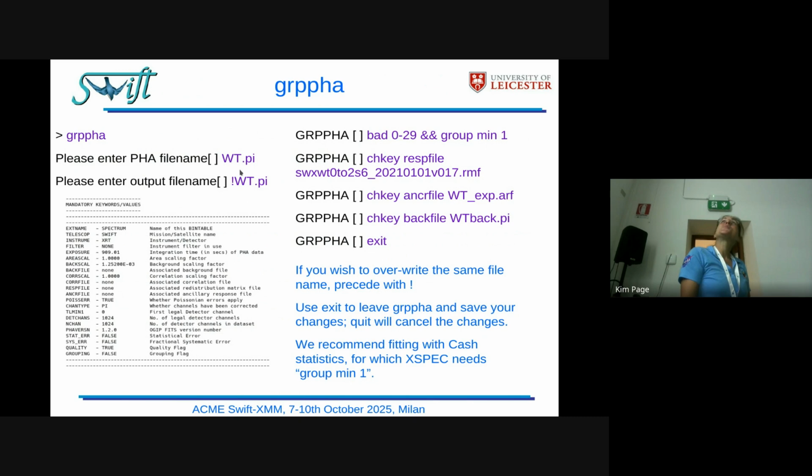So you give it the name of your spectrum. If you want to overwrite it, you put an exclamation mark before the name. You can give it a different name if you want, but otherwise it's like that. And then there are certain things that you need to set up before you can fit a spectrum in XSpec. I mentioned that it's only calibrated from 0.3 to 10 keV. So what we do is set everything below 0.3 keV to bad, so it will ignore those.